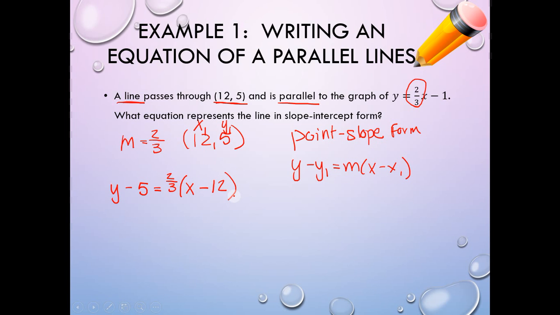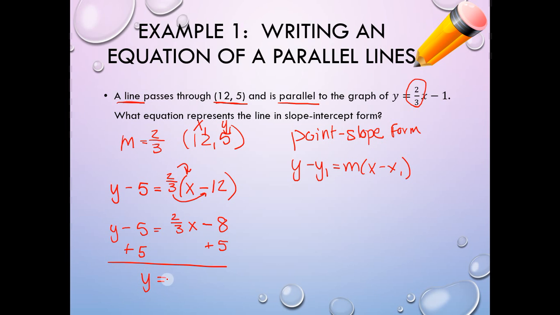Cool. Now, what I need to do is get it to y equals stuff. So let's distribute this 2/3 in here. So I'm going to have y minus 5 equals 2/3 x. Now, 2/3 of 12 is kind of hard to think about. But I know 1/3 of 12 is 4, so 2/3 must be 8. You can also do that on your calculator. It should give you a perfect 8 on your calculator. Now I need to get y alone, so I'm going to add 5.